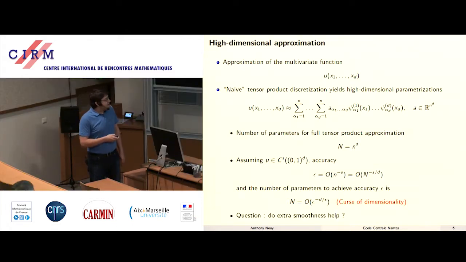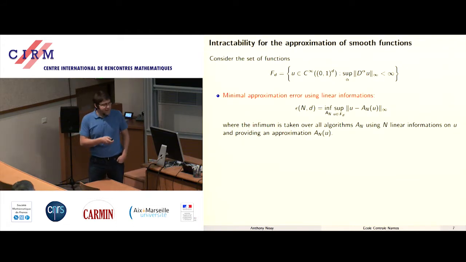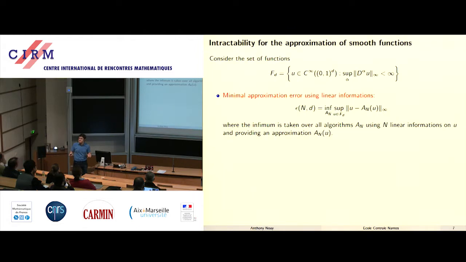And you may ask, in fact, does extra smoothness help in this problem? Because here I assume C^s. And there is a very nice result where, in fact, if you consider this set of functions, it's the set of infinitely many times differentiable functions with uniformly bounded derivatives. So it seems to be a very nice set of functions. Any derivative is bounded by a given constant.